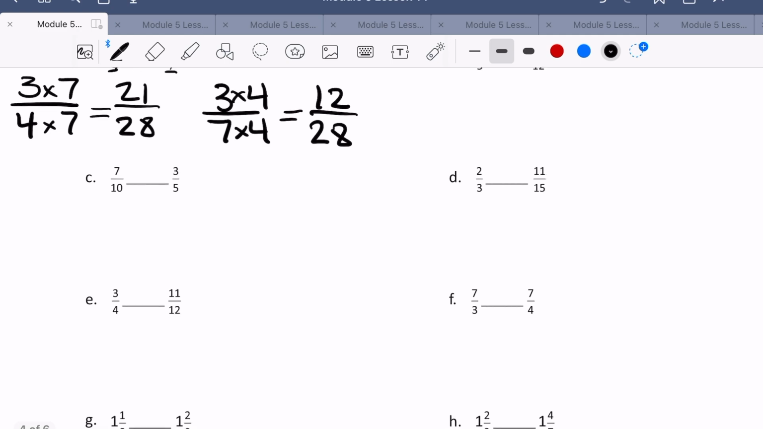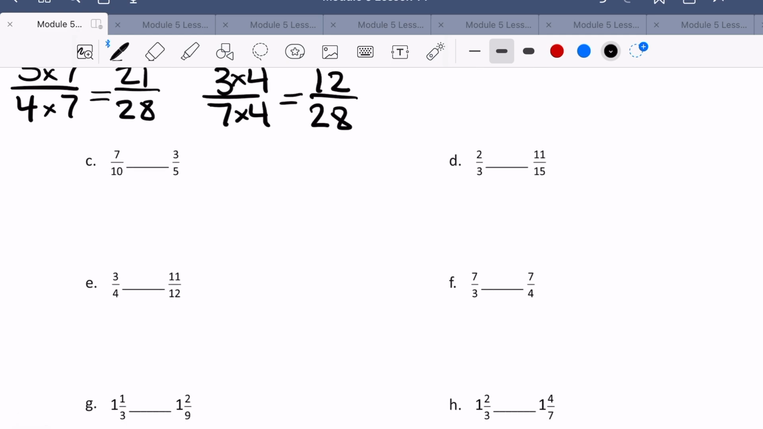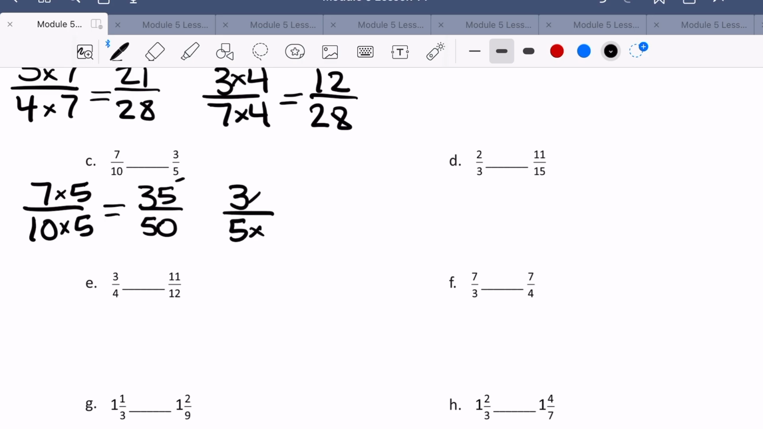Okay, let's look at C. We have 7/10 and 3/5. So we take 7/10 and times it by the opposite denominator, which is 5. And that equals 35/50. We do the same thing with the opposite fraction, so 3/5 times it by the opposite denominator, which is 10. And now we have 30/50. We know that 35 is greater than 30, so 7/10 is greater than 3/5.